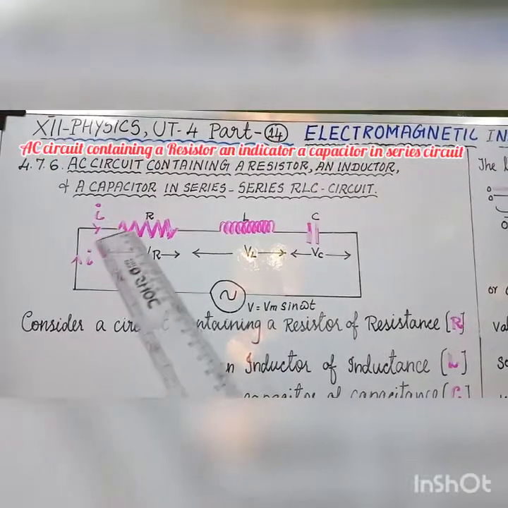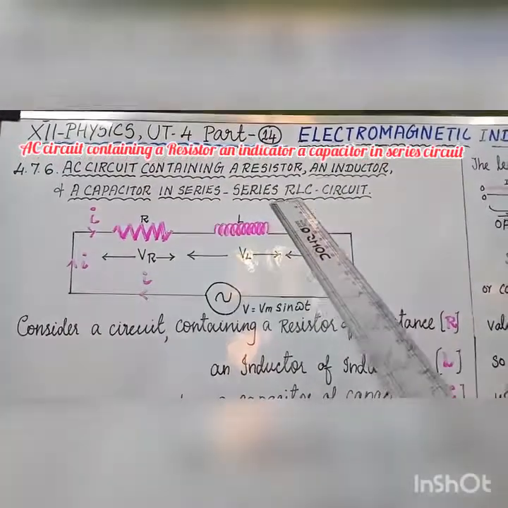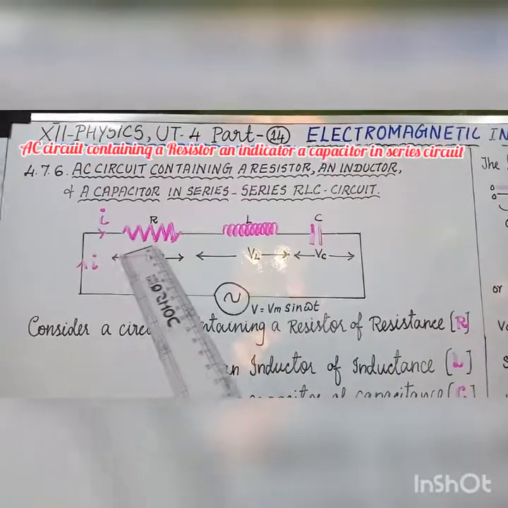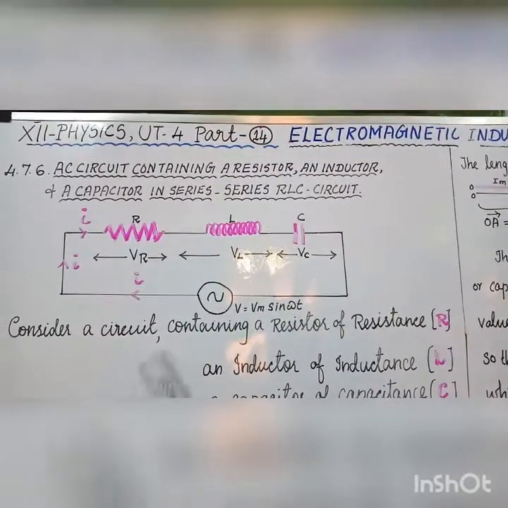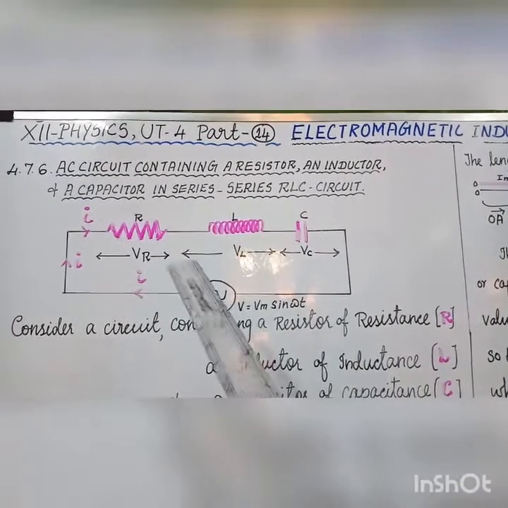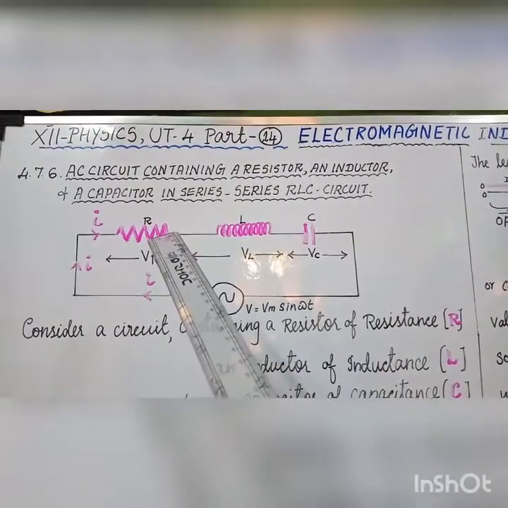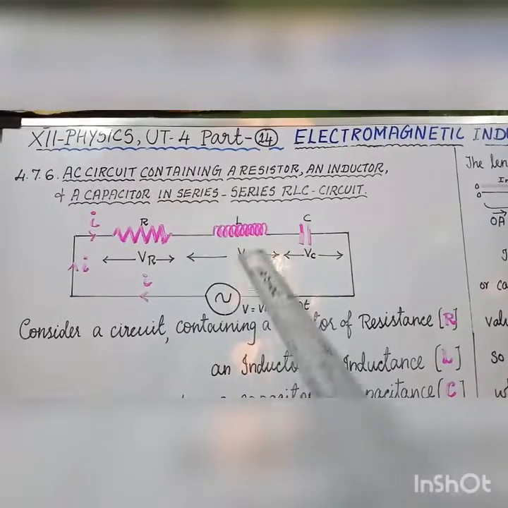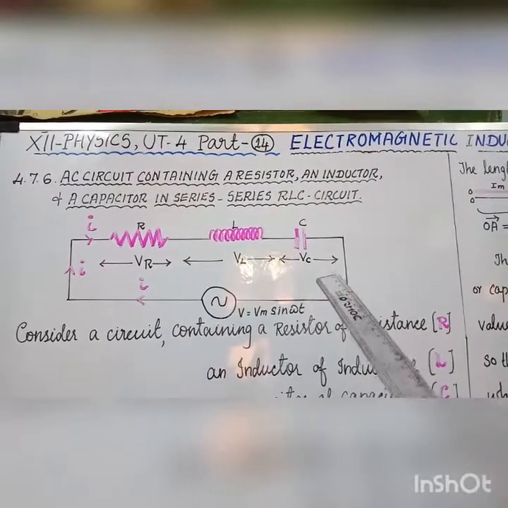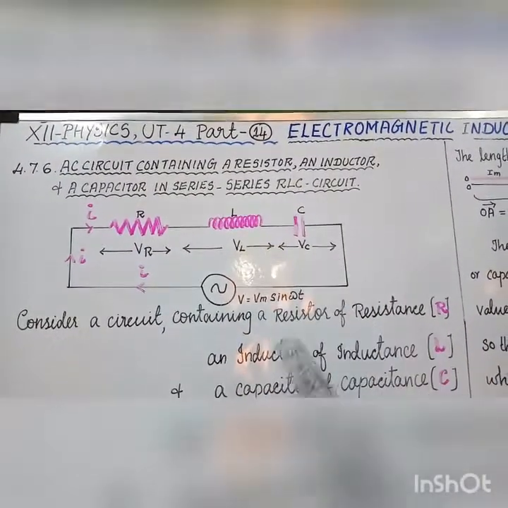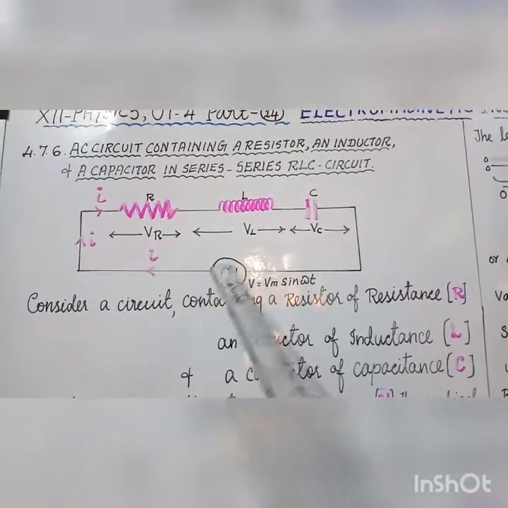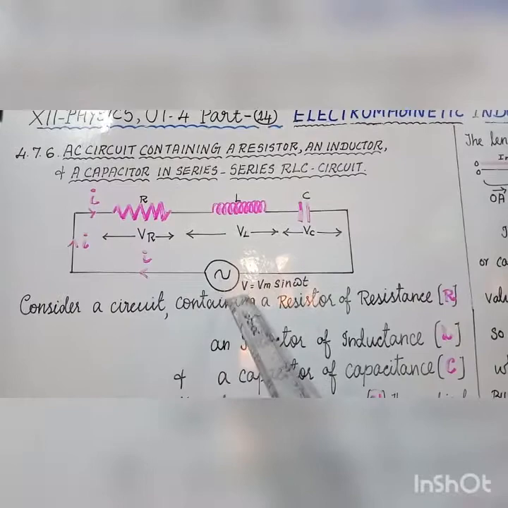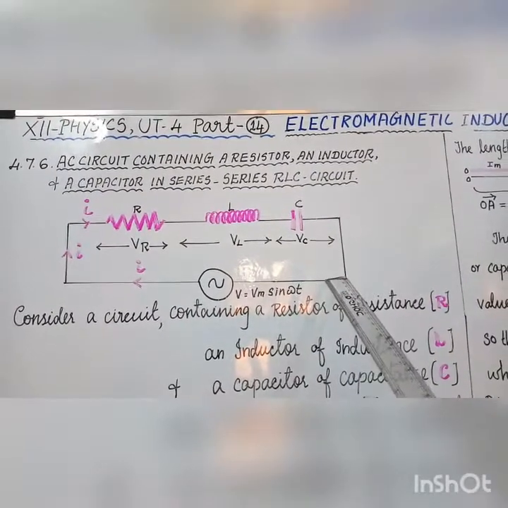Next topic, AC circuit containing a resistor, an inductor and a capacitor in series, the RLC circuit. Consider a circuit containing a resistor of resistance R, an inductor of inductance L, and a capacitor of capacitance C connected across an alternating voltage source V. V is the produced voltage. V is equal to Vm sin omega t.